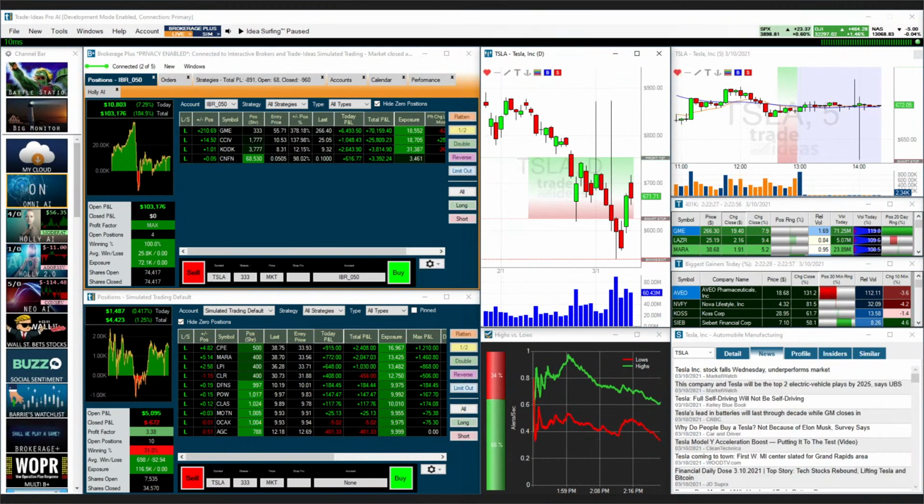I want you to catch something that your eyes should be catching. Do you notice that there's a green coloration and a red coloration on the chart? This, ladies and gentlemen, is going to be one of the most critical improvements that we recently added.